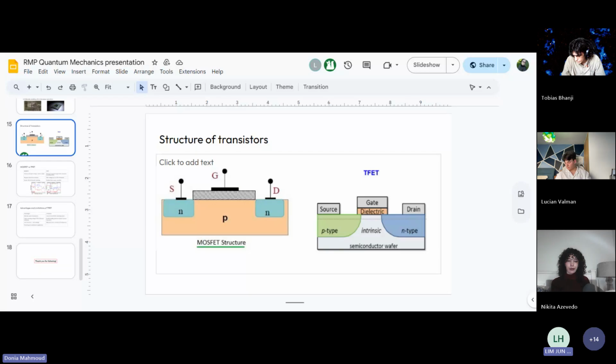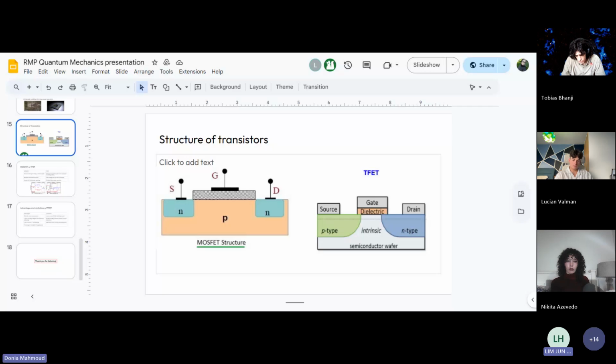Now, on the other hand, let's look at the TFET. The TFET has a very similar looking structure to the MOSFET, but with a key difference. The source region is made out of a P-type material, the channel is intrinsic, and the drain is an N-type material. So it will form a PIN structure.